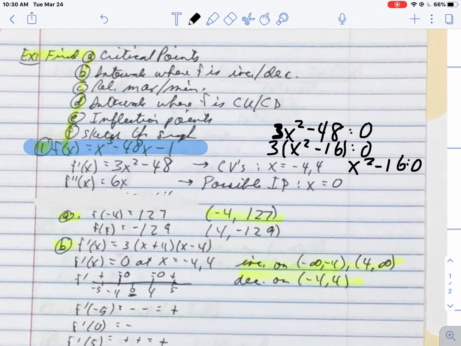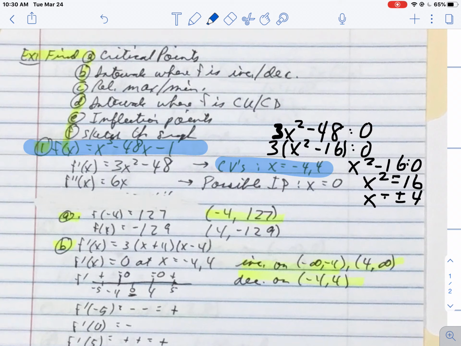You could either factor that or use the square root property, either way. But that's where our positive and negative 4 are coming from. So x equals plus or minus the square root of 16, or positive or negative 4. So there's our critical values, and those we're going to use with our first derivative to set up our little test strip and then determine where we're increasing or decreasing.